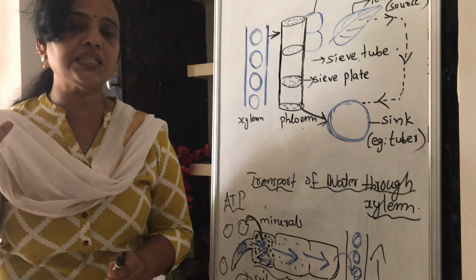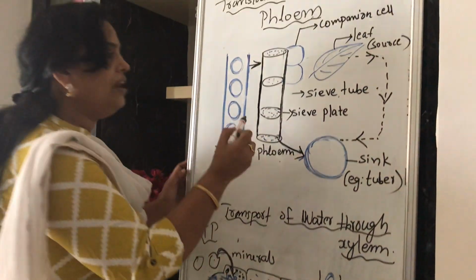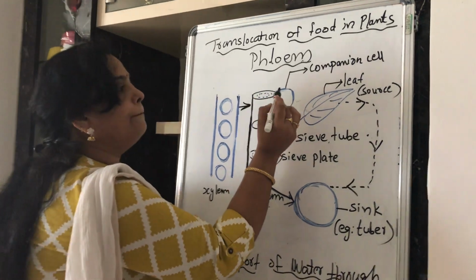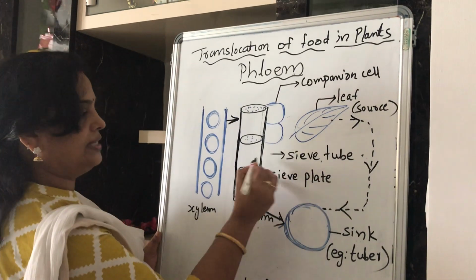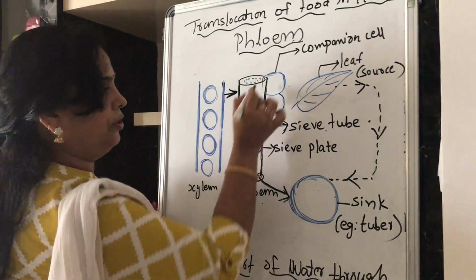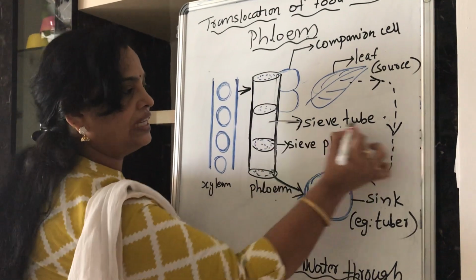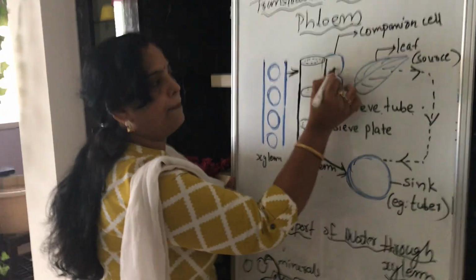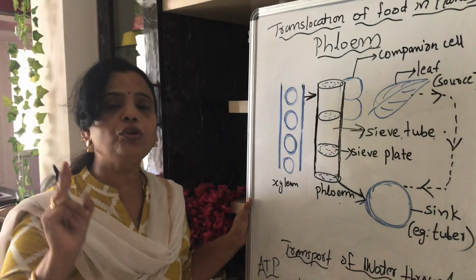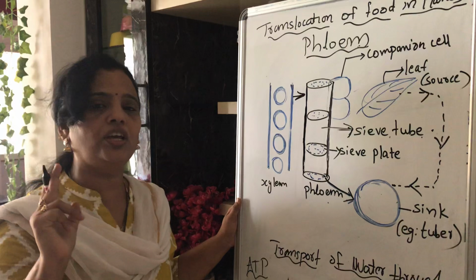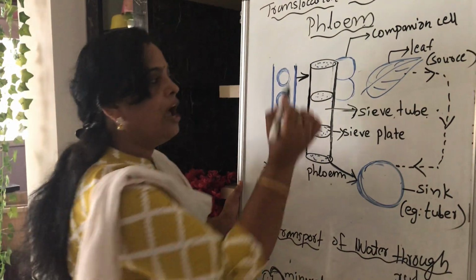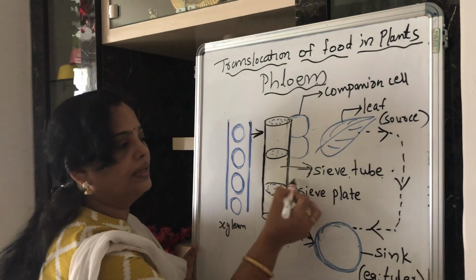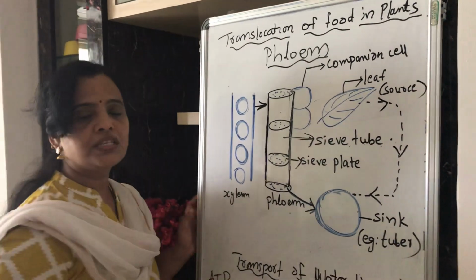Out of the 4 types of cells, the main one involved in the translocation of food is the sieve tubes. You can see here, this is the sieve tube, and one more which gives support to that is companion cells. So the main 2 cells involved in the translocation of food in the phloem are sieve tubes and companion cells, which is beside the sieve tubes.